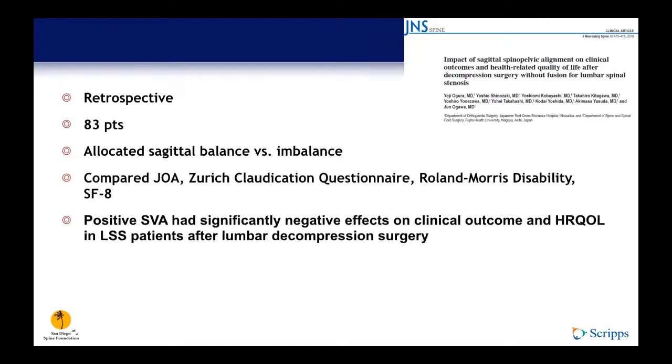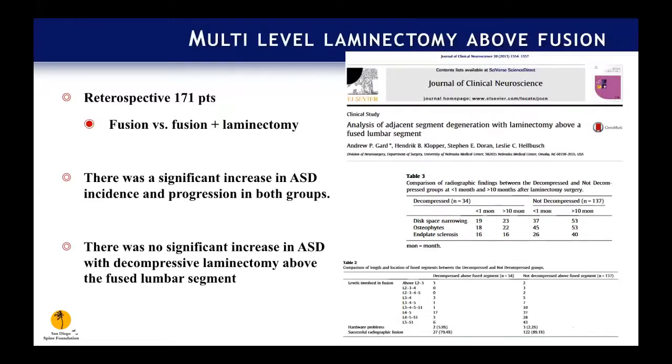Here's a study looking at the impact, again, of sagittal spinal pelvic alignment. Retrospectively, they looked at 83 patients, sagittally aligned versus unaligned, and they looked at some of the disability and health-related scores. They found that patients who had a positive SVA had significantly negative effects on clinical outcomes after lumbar decompression surgery. Can this be because they're worsening the alignment? It's hard to say exactly because I think the data just doesn't go into those types of details.